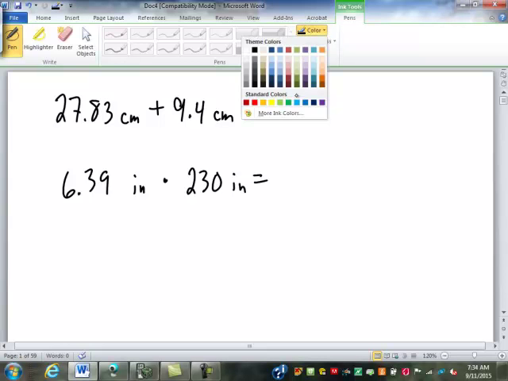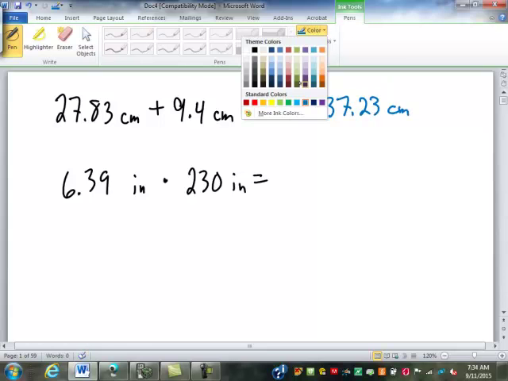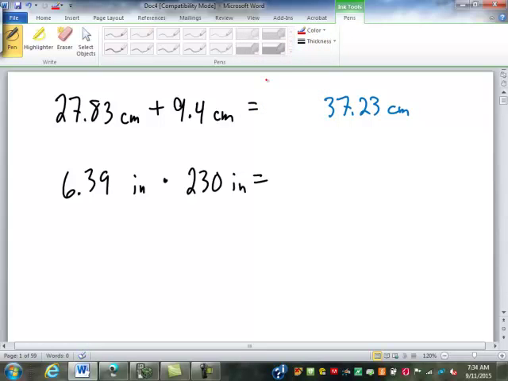Okay, so for our first one up here, we add those two numbers, we end up with 37.23 centimeters. When we add or subtract, what are we looking at for determining our rounding? We're looking at precision, right? Place value. This one is precise to the nearest hundredth. This one's precise to the nearest tenth. So the least precise one is the tenth. So that's where we have to round.